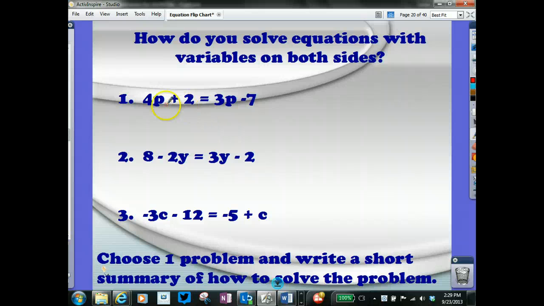Alright, so for the first one, you should get p equals negative 9. When I work through the second problem, as I look at number 2 and work through it, I should get y equals 2.